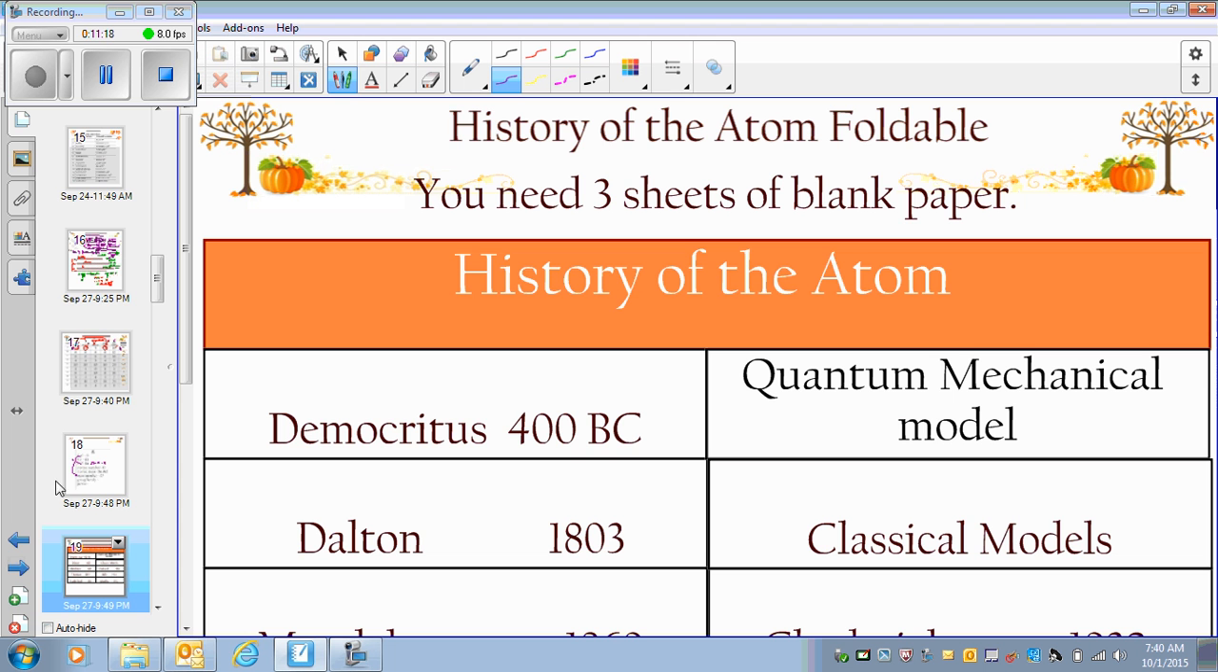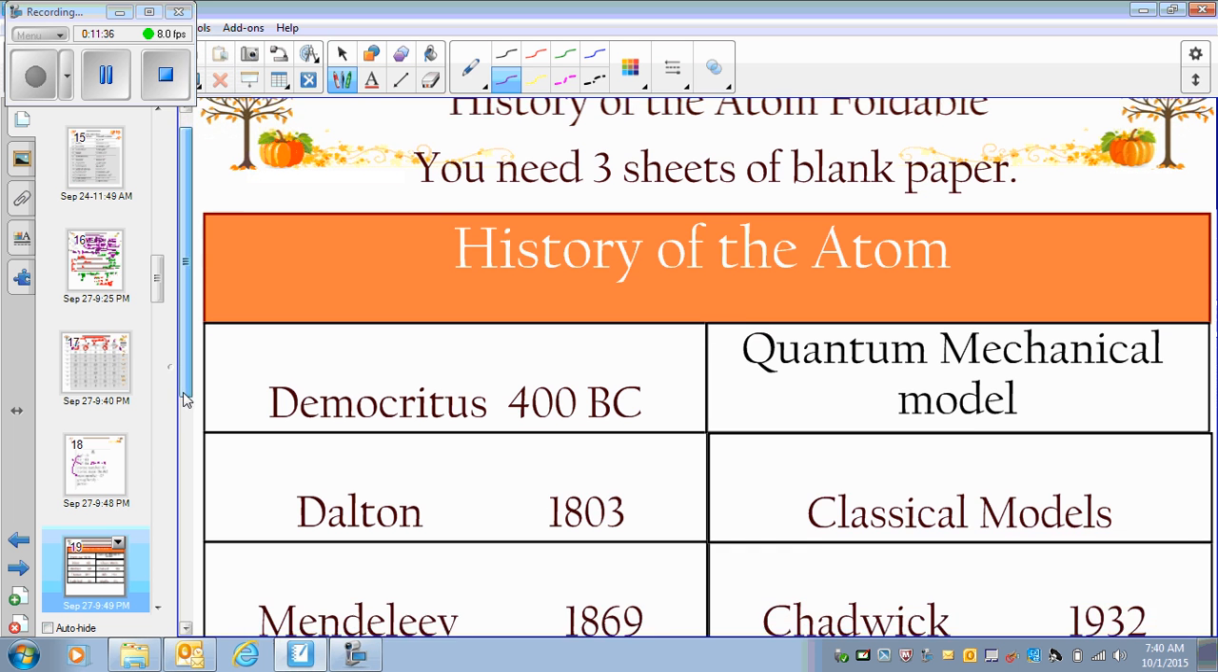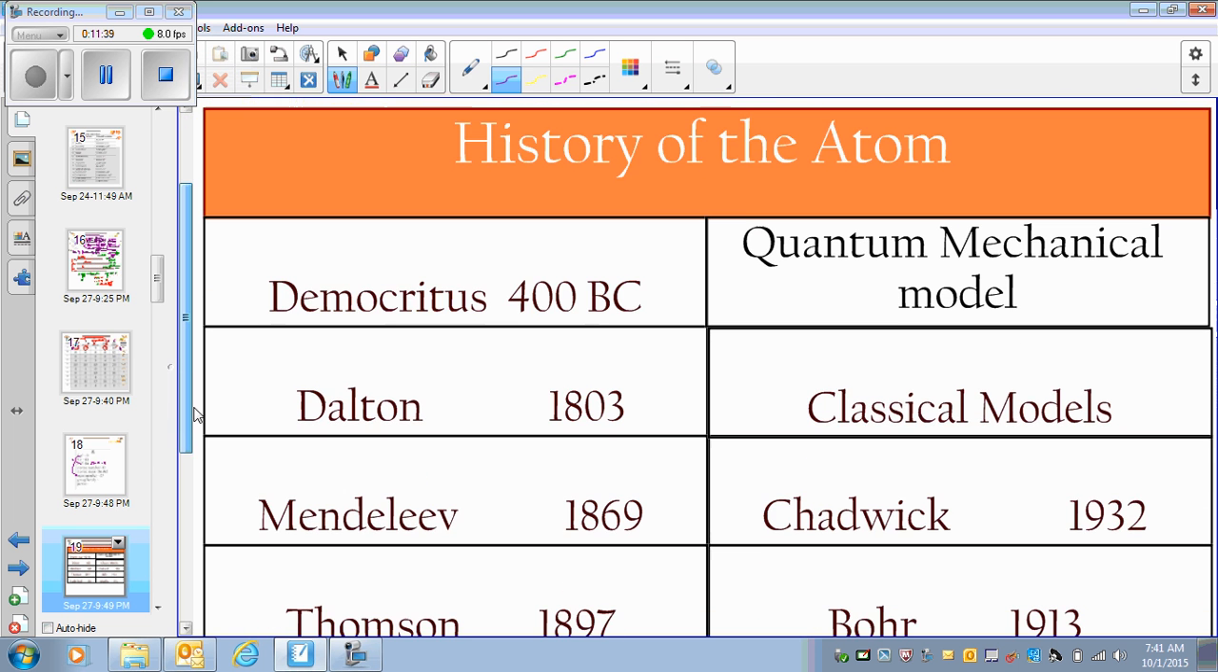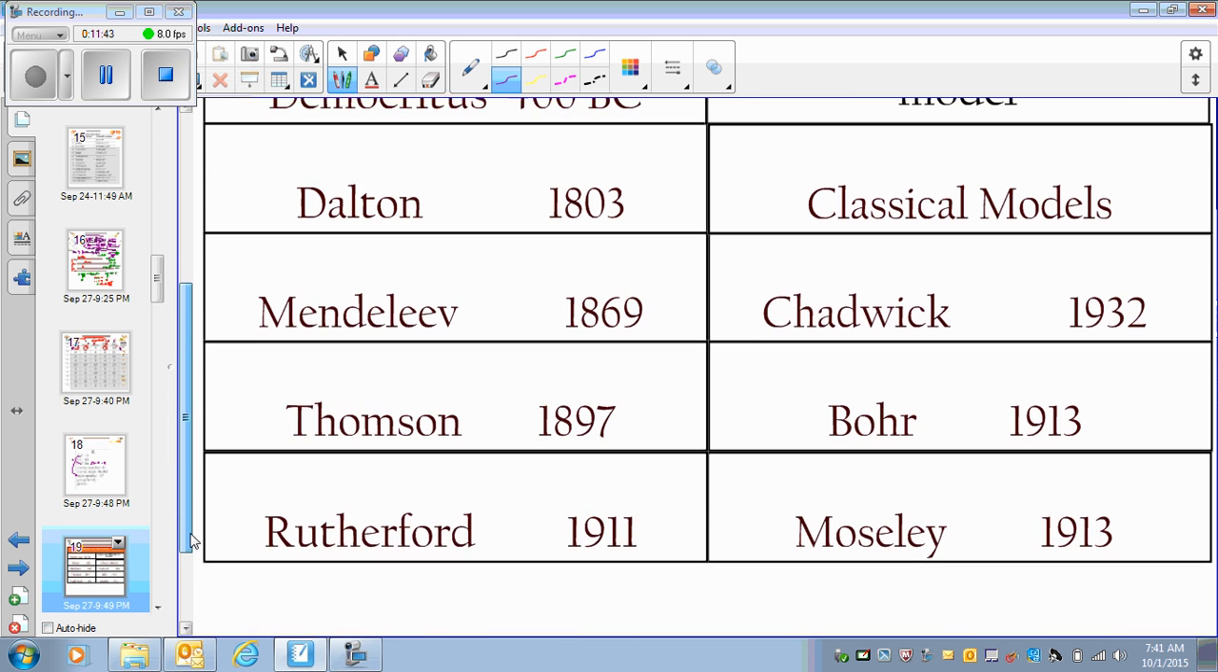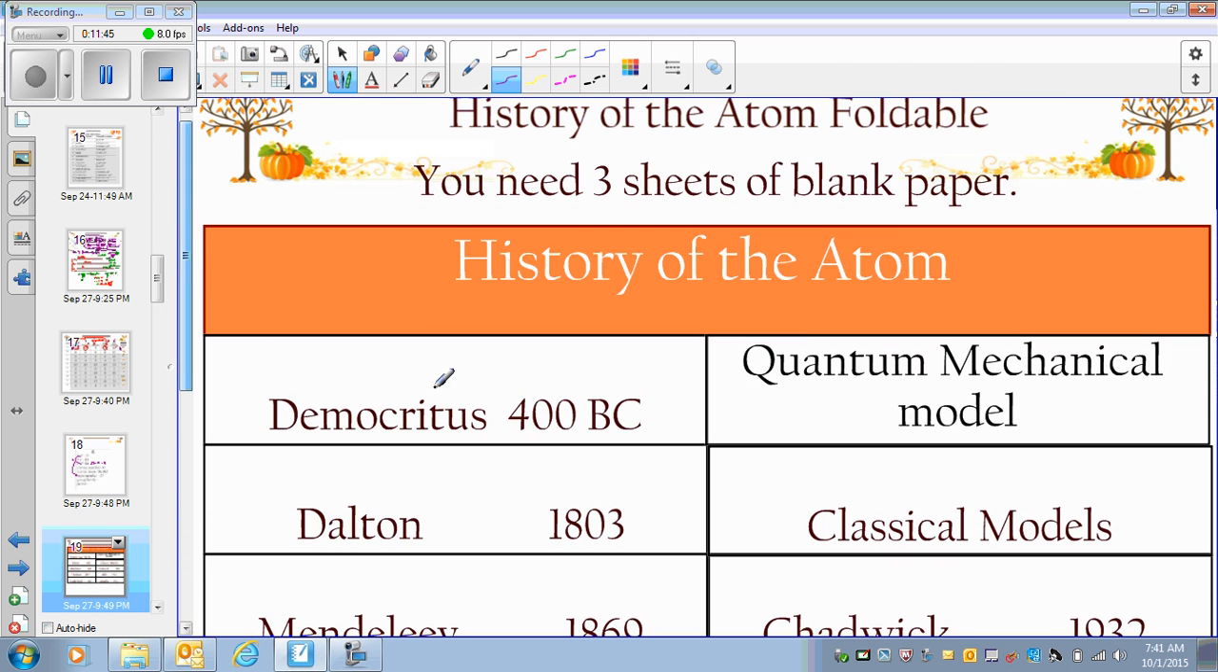Let's talk about the history of the atom. So you need to make a foldable for this. It's called the history of the atom foldable. You're supposed to take 3 plain sheets of paper and put them on top of each other, leaving some space, and fold it in a way that gives you 6 flaps. So 1, 2, 3, 4, 5, and 6 flaps, and then fold it in the middle.